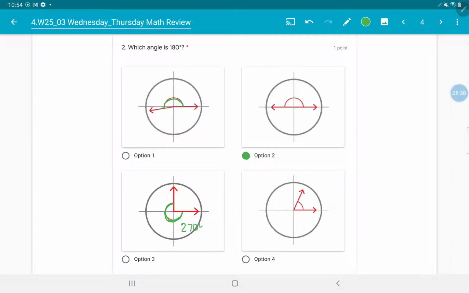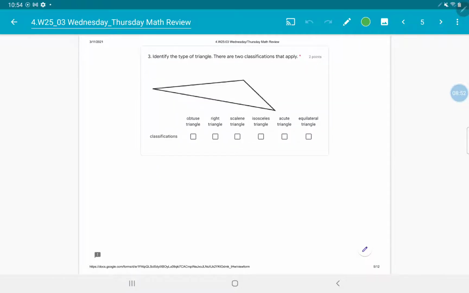Okay, let's look at option 4. Is option 4 a right angle? No. Is it an acute angle, Jaden? Yes, it's an acute angle because it is what? It's small. Yeah, it's less than 90 degrees, smaller than 90 degrees. You're exactly right. Okay, let's look at the next problem.